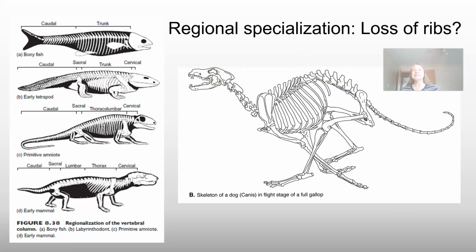So it has to do with our locomotion. If our locomotion is in the sagittal plane, we're using dorsal ventral flexion. You can imagine that if this dog had lumbar ribs, it would get in the way of our dorsal ventral flexion. So we see this loss of ribs in this lumbar region that helps facilitate our locomotion on land in this sagittal plane with dorsal ventral flexion.